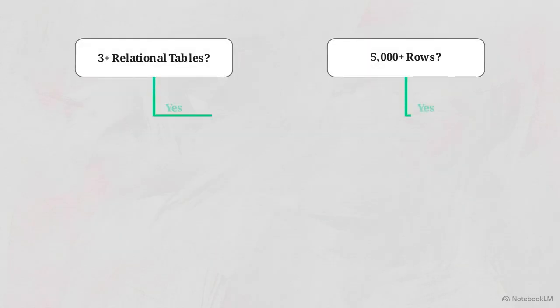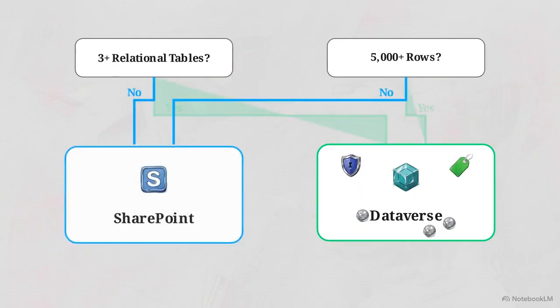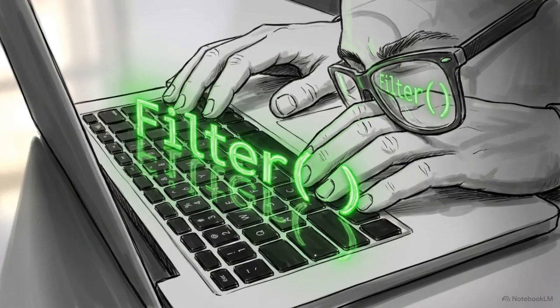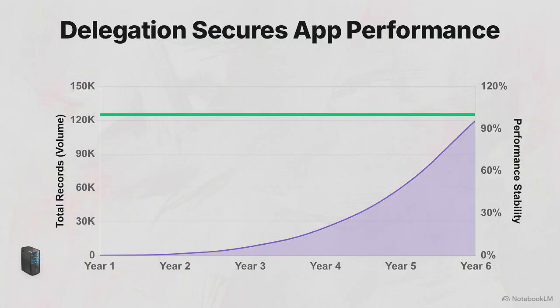This decision tree maps your use case. If building an enterprise CRM with highly relational tables or massive row counts, you must choose Dataverse. The premium cost is justified. If your profile is cost-conscious, needing a simple single-table form, SharePoint is the practical choice. But if you take the SharePoint path, developers must strictly adhere to delegable functions. That discipline is the only way to keep the app alive as the dataset grows over time.